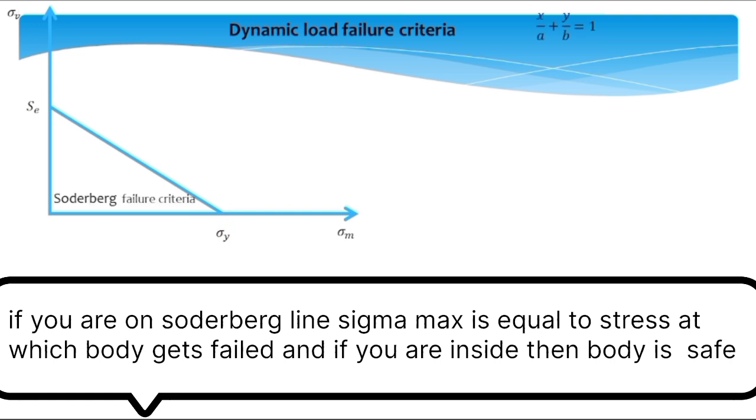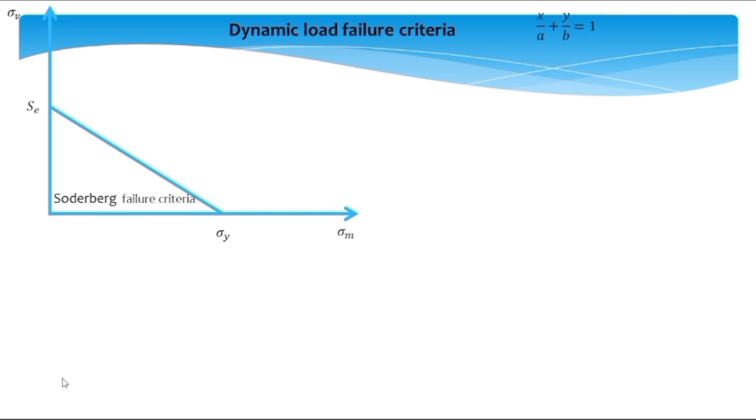As you know, the line equation is given by x divided by a plus y divided by b is equal to 1, where a is the point where the line will pass through the x-axis, and b is the point where the line will pass through the y-axis. So in this case, x is sigma mean and y is sigma variable, and a is sigma y and b is Se. When you replace these, it will give you the equation sigma m divided by sigma y plus sigma v divided by Se is equal to 1. So this is the Soderberg equation without factor of safety.